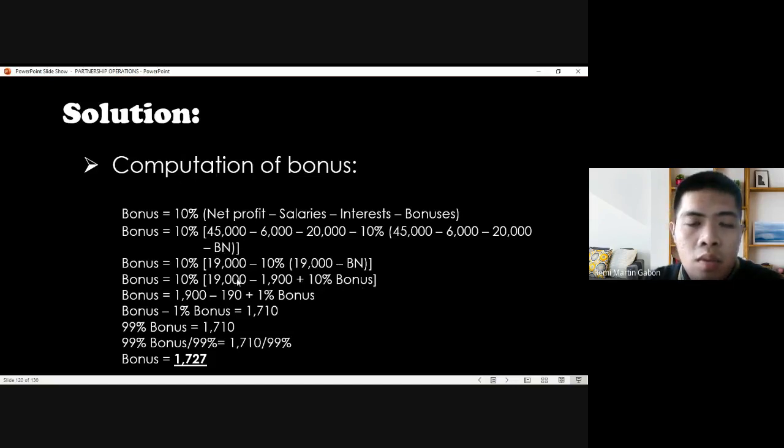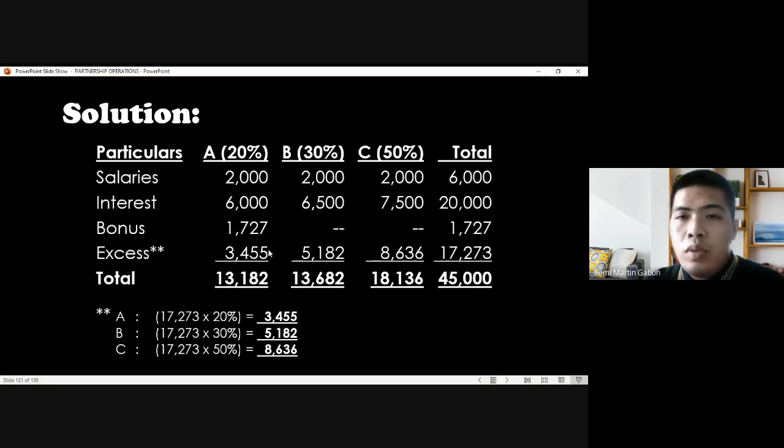Then magiging 19,000 to. Then simplify ulit, distribute sa 10%. Ito magiging 1,900. Ito naman magiging negative 190. Then ito naman magiging positive 1% bonus. Then like terms, okay, simplify ito magiging 1,710. Like terms, ilipat si 1% bonus, magiging 99% bonus o equals to 1,710. Then eliminate the 99%. So bonus is equal to i-gross up si 1,710, so maging 1,727. So yan yung maging bonus niya.